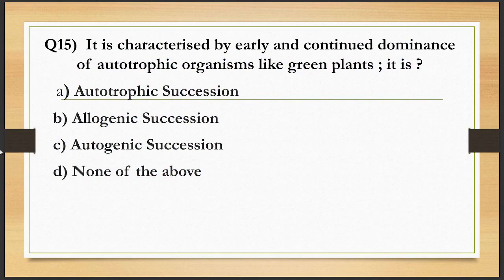Question number 15. It is characterized by early and continued dominance of autotrophic organisms like green plants. What is it? A. Autotrophic succession. B. Allogenic succession. C. Autogenic succession. Or D. None of the above.